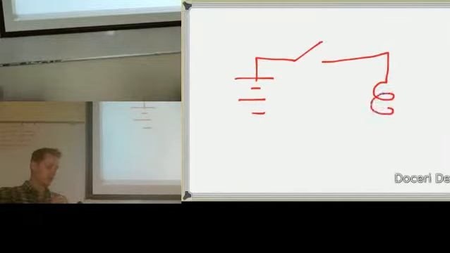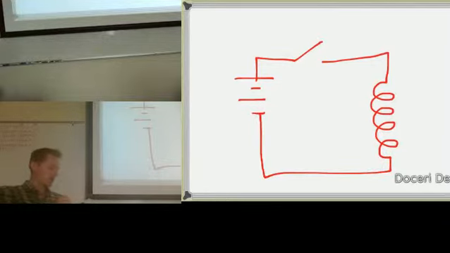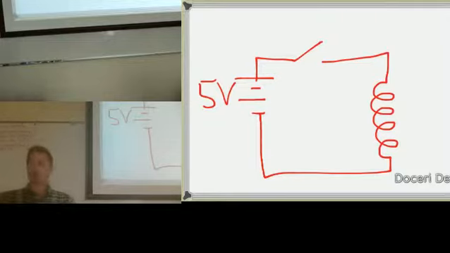is that if we take a voltage and a switch, we have a coil, and we have 5 volts here. Before we flip the switch, this coil is not going to have a magnetic field. It's not going to have any current. It's not going to have anything. Okay? But as soon as we flip this switch, current's going to start to flow through this coil.